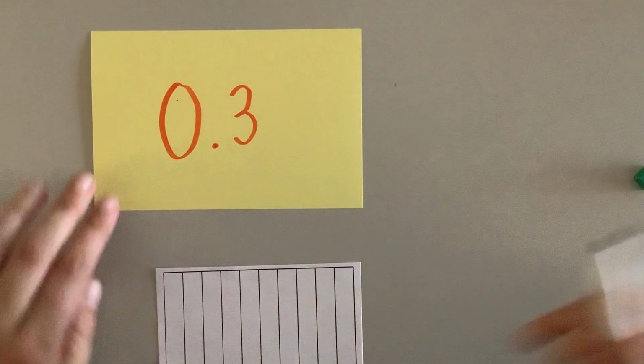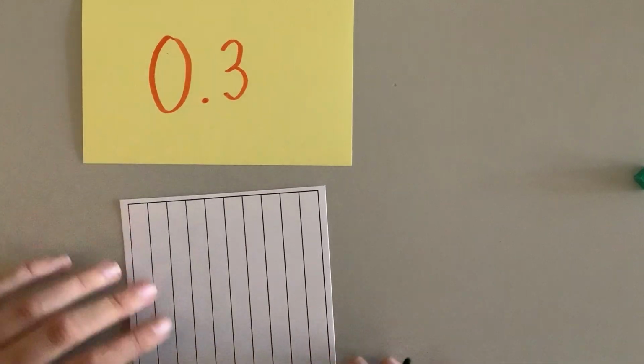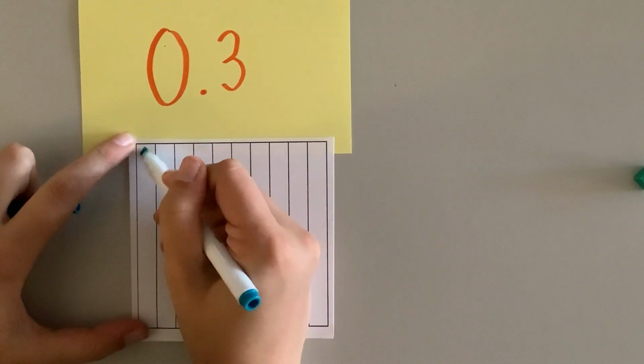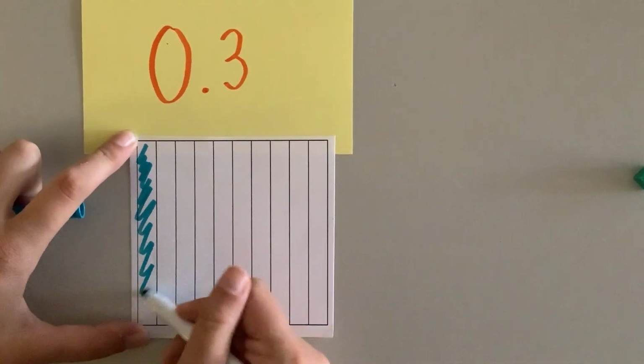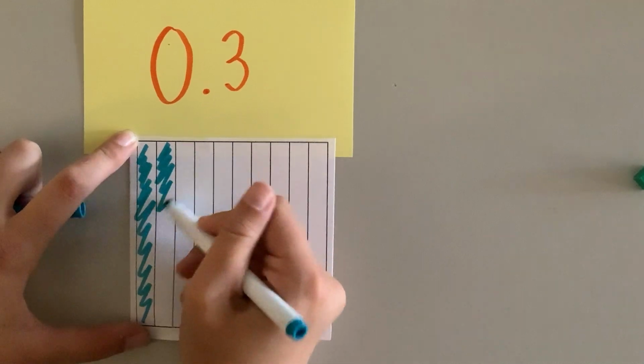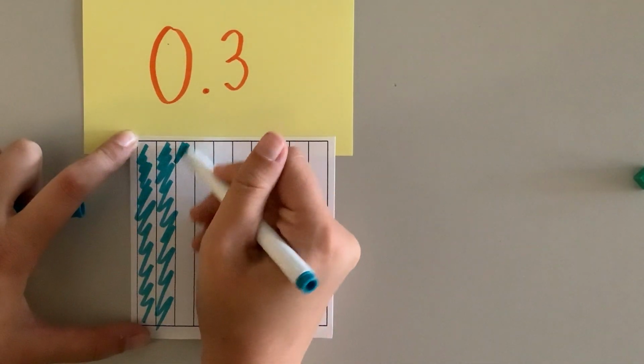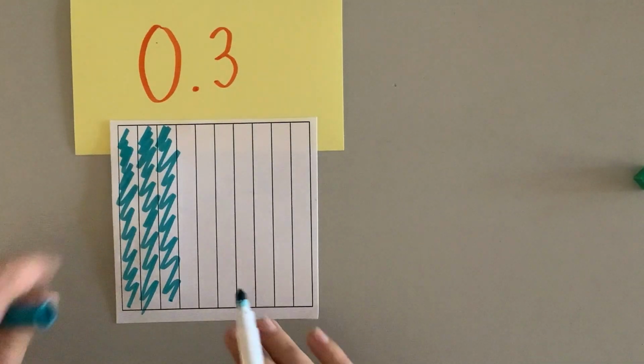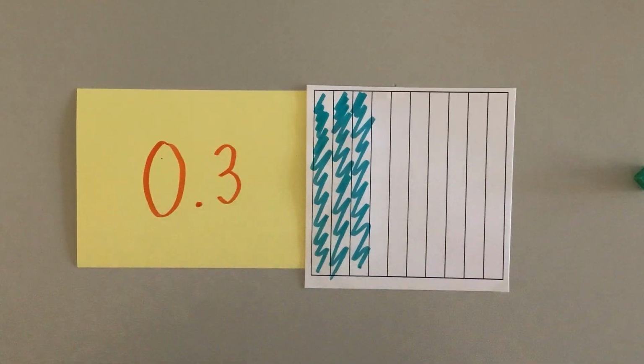3/10. So if I were to model and show you what 3/10 would look like, I would take this model that's divided up into 10 and I would color in 3 pieces because I know each of those pieces represents a tenth. So this model shows 3/10.